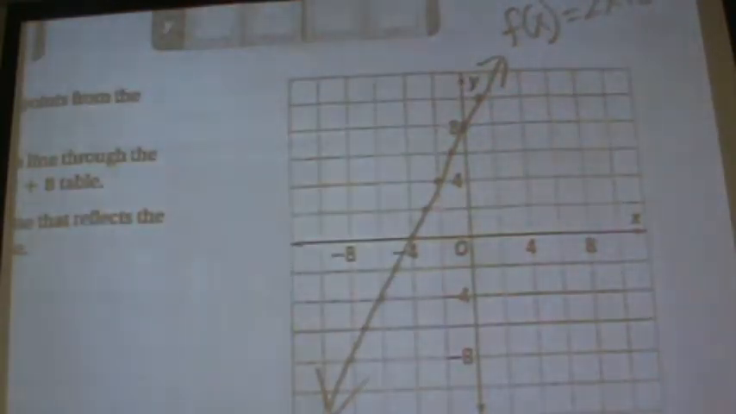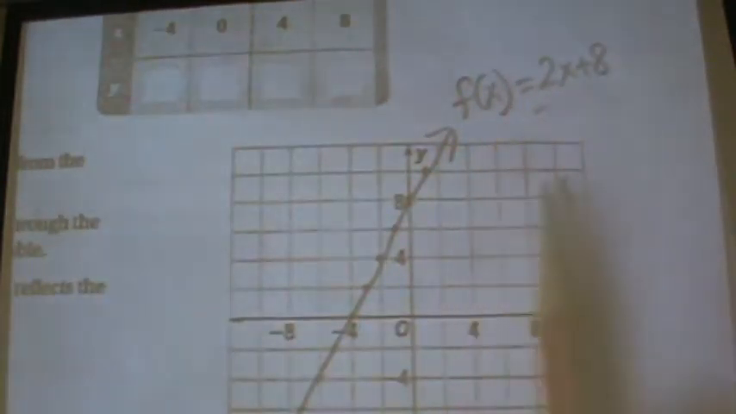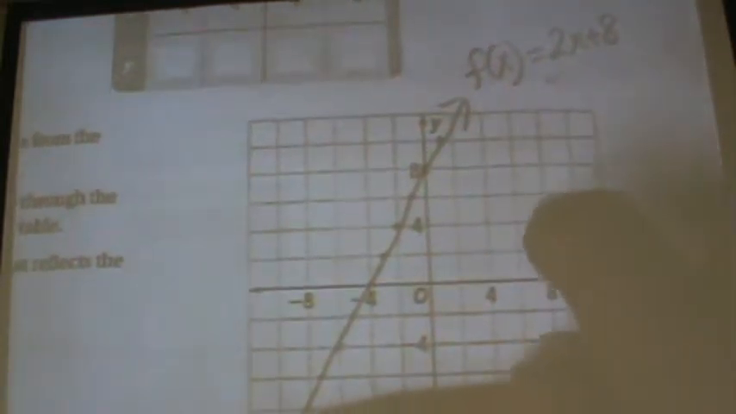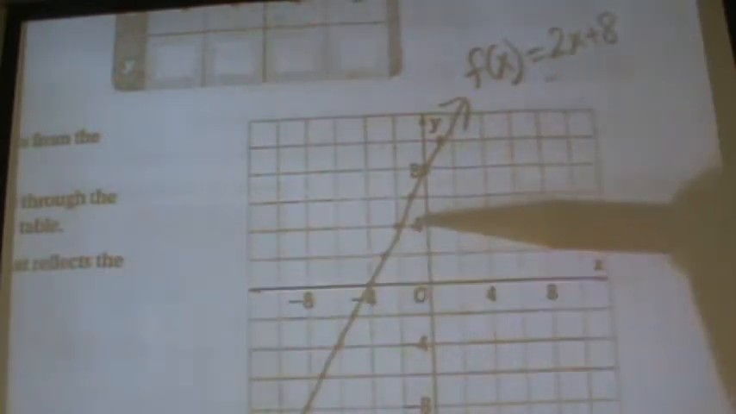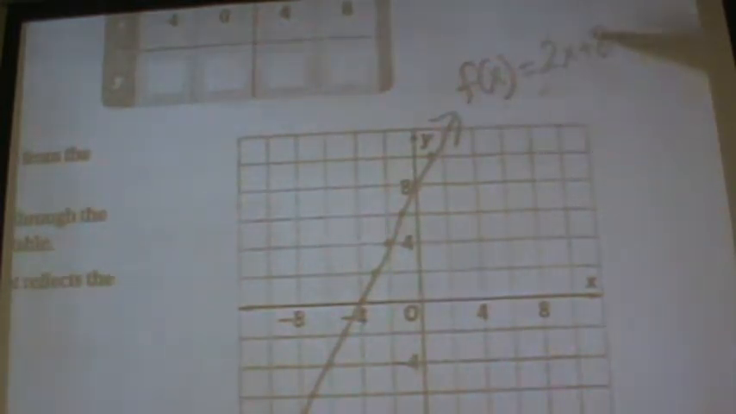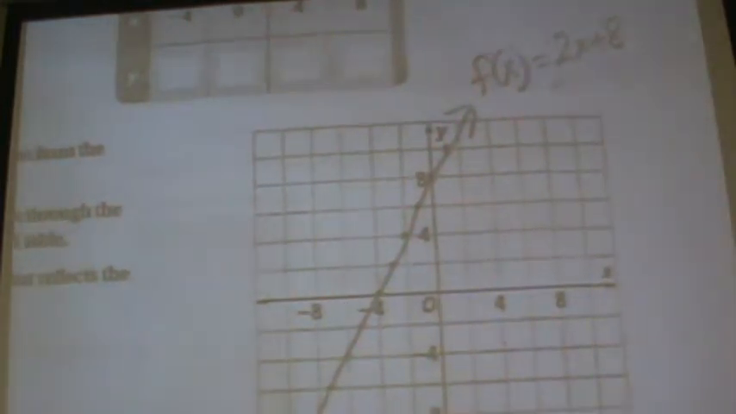So, if you were to connect the dots, here is the graph of f of x equals 2x plus 8. Now, is this a function? Yes, it passes the vertical line test. When I do the horizontal line test, does it hit in only one spot? Yes. So when I do the inverse of this relation, I'm predicting it will be a function because it passes the horizontal line test.